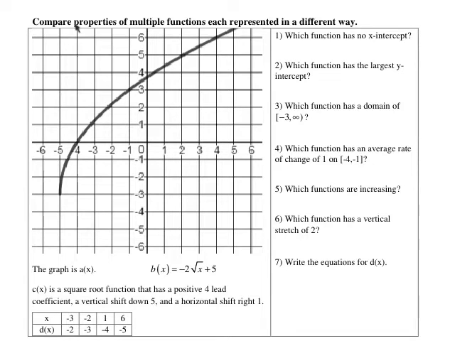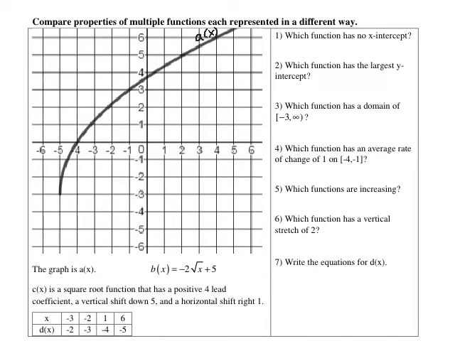We are going to compare properties of multiple functions, each represented in a different way. What we have here is a graph called a of x, so let's label that a of x just so we have things labeled. And we have a function b. We have a sentence here describing c, and we have a table of d.